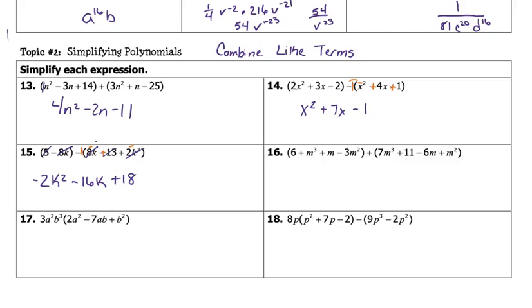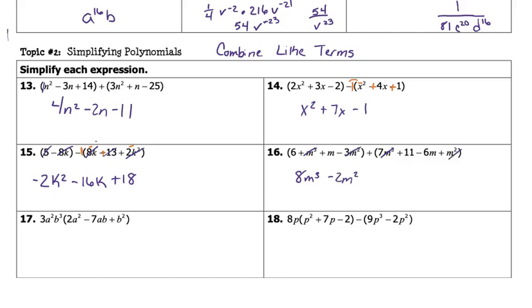Number 16. I have addition, so I don't need to worry about distributing the negative, but I do want to make sure I go in order. So the highest exponent I see is a 3. So m to the third and 7m to the third combine to make 8m to the third. I'm going to look for 2s. There we go. Negative 3m squared, positive m squared would combine to make negative 2m squared.